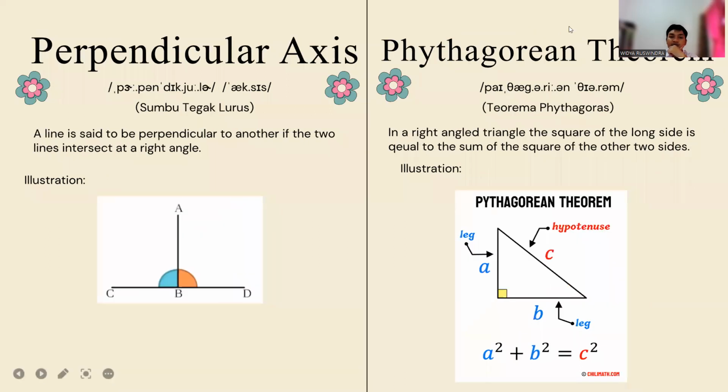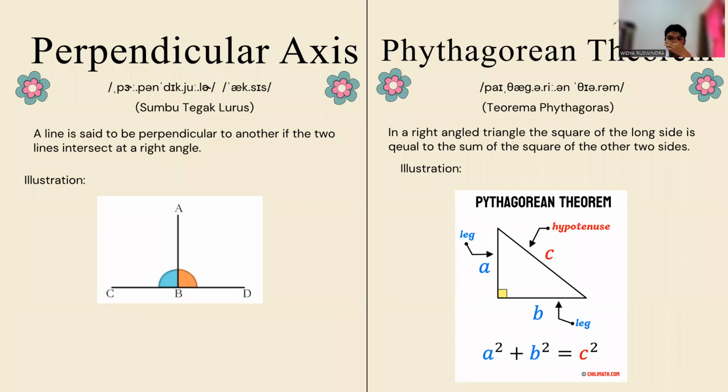Next is perpendicular axis. In Indonesian, we say sumbu tegak lurus. A line is said to be perpendicular to another if the two lines intersect at a right angle. This is for illustration of perpendicular axis.